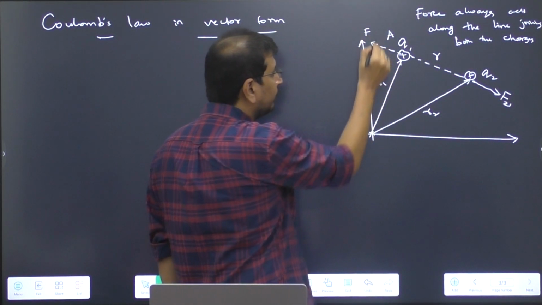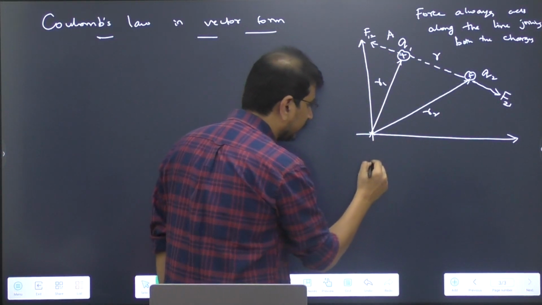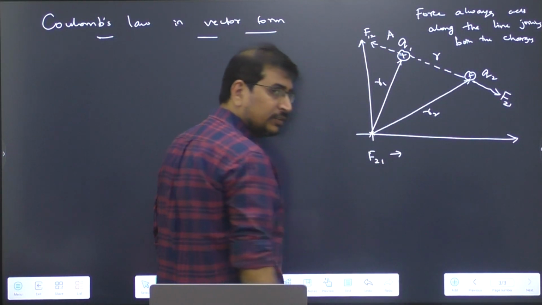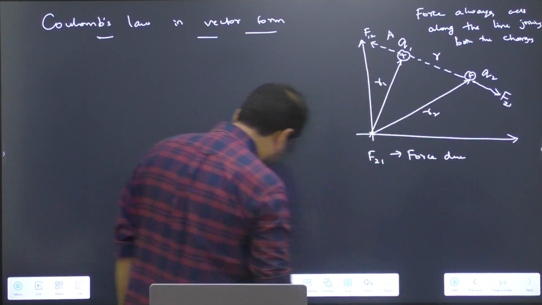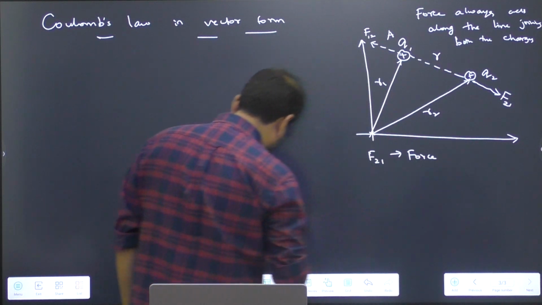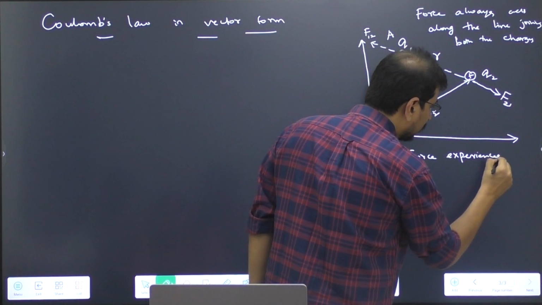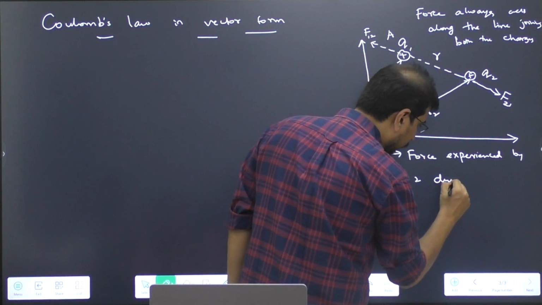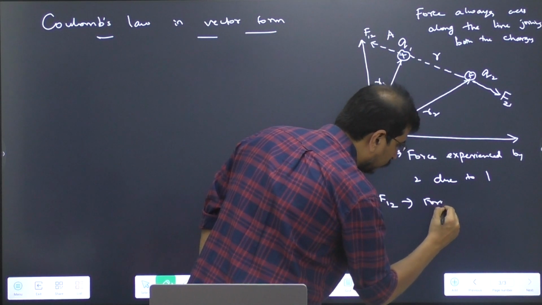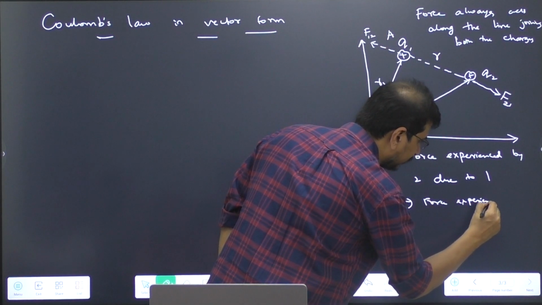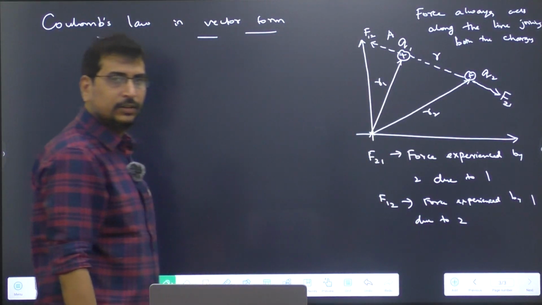This one. So this is F. You tell me what should be the notation. Right. Shall we make a note of it? So F21 represents what? Force experienced by 2 due to 1. F12 will be force experienced by 1 due to 2, I hope this is clear.